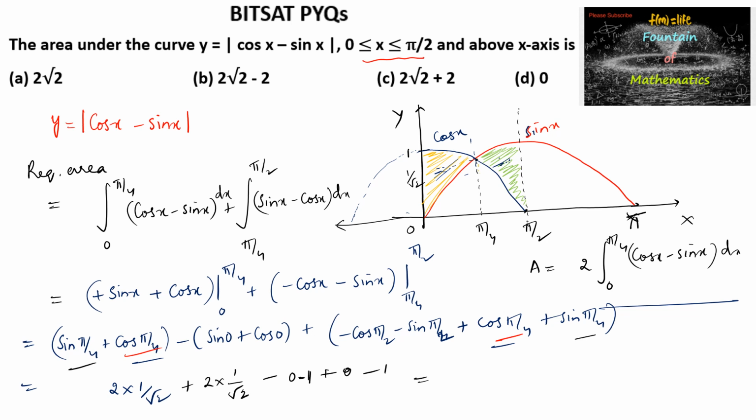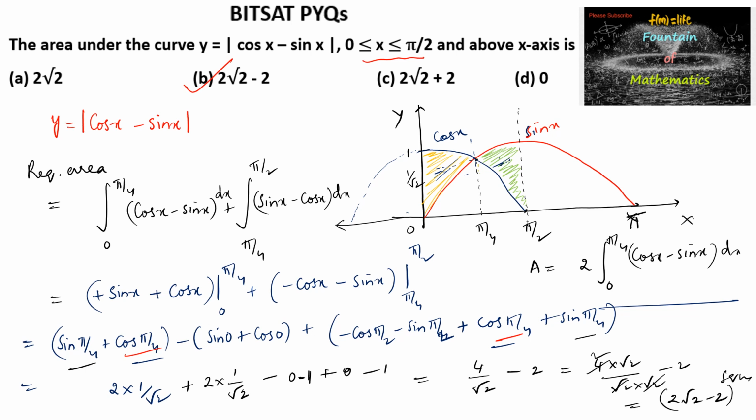So 2 upon root 2 plus 2 upon root 2 is 4 upon root 2, minus 1 is minus 2. So we can write 4 into root 2 divided by root 2 into root 2, minus 2, that is root 2 into root 2 is 2, 2 times, so 2 root 2 minus 2 square units. So we can go with an option, the required area is 2 root 2 minus 2 square units, option B.